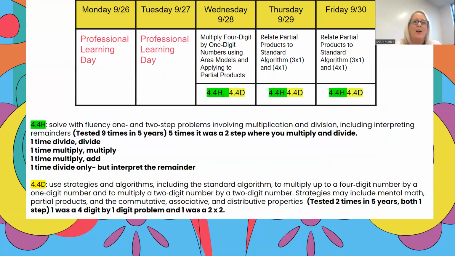Okay, so starting off, this week that's coming up is a short week. Yay! We have some professional learning days, which I'm super excited about, so that you get time to learn on your campus. And then Wednesday, Thursday, and Friday, we're going to continue on with multiplication.